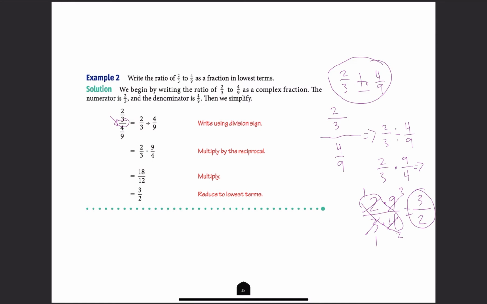So hopefully that makes sense why we need to reduce, because complex fractions are, as the name suggests, complex and hard to interpret. But something like 3 to 2, that makes a lot of sense. 3 to 2. So for every 3 of this, I have 2 of that. That makes a lot more sense than the original ratio that I was given, even though it has the same relationship. Okay, let's have a look at another one.